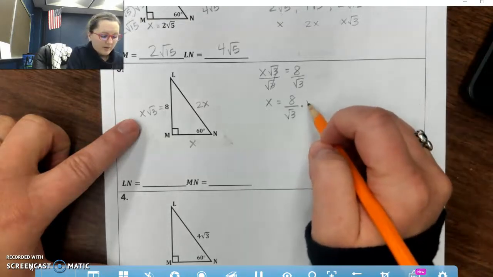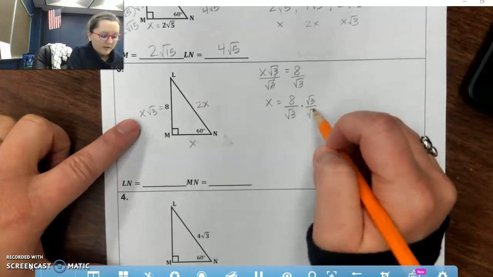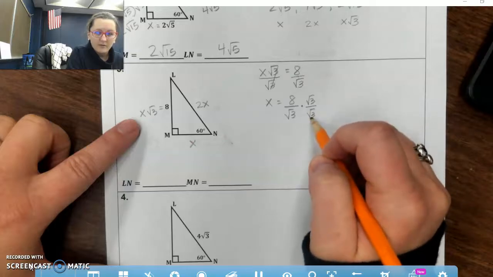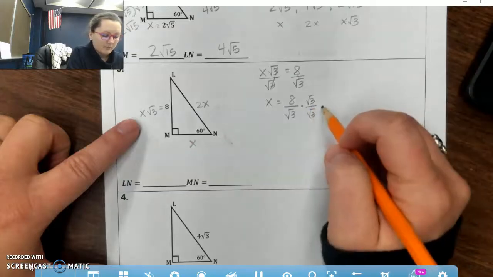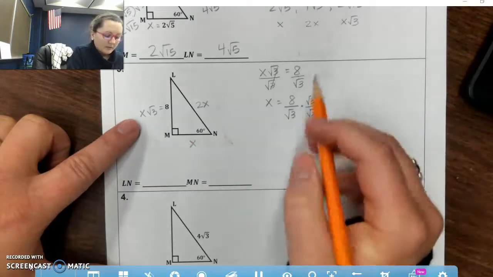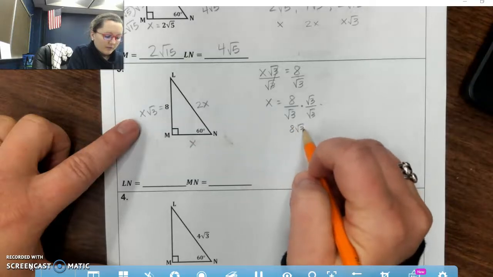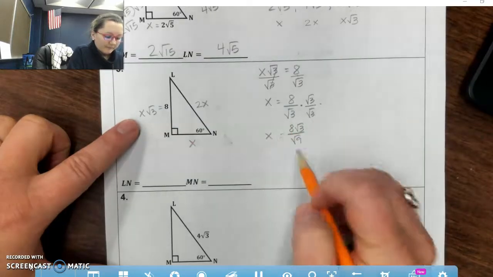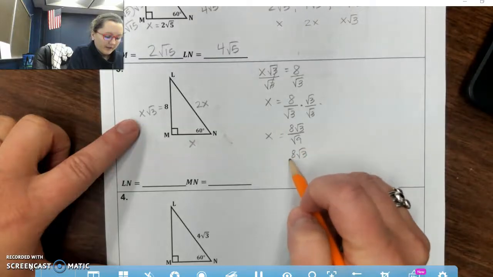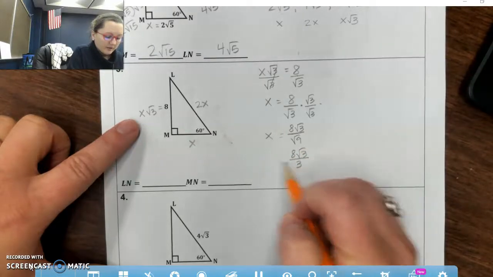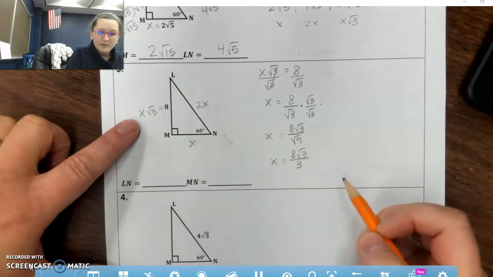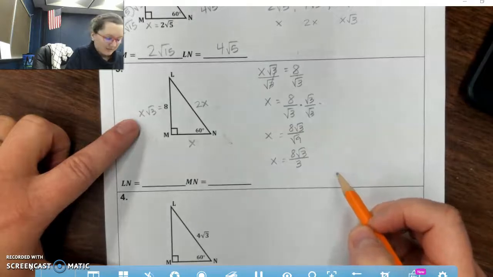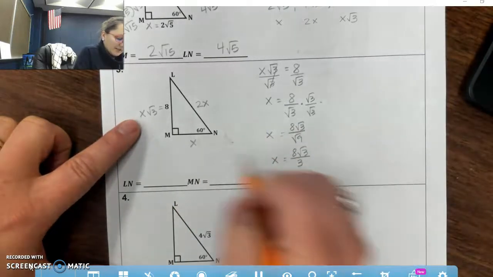We have to multiply by a form of 1 that gets rid of that denominator, so it looks exactly the same. You multiply by what you want to get rid of. So what do I have on the top? I have 8 root 3 on the top, and I have square root of 9 on the bottom. Keep simplifying there. 8 root 3 over 3, because the square root of 9 is 3. It's kind of ugly, isn't it? But that's okay. So that's my x value.